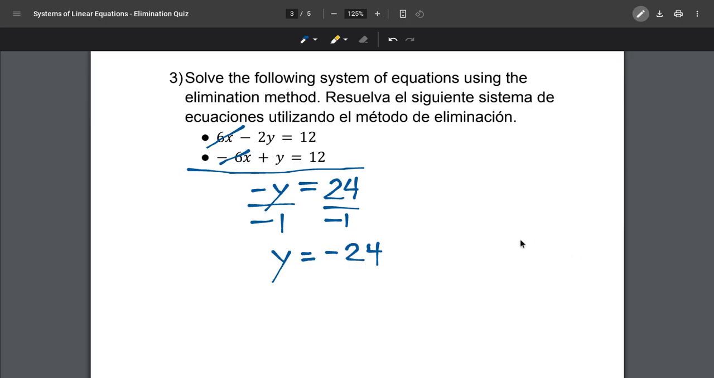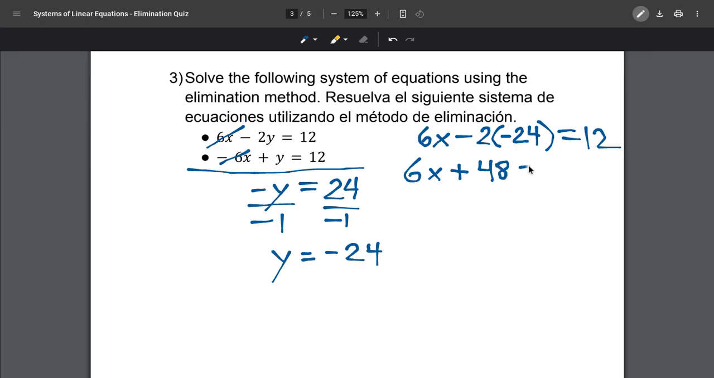Okay, so now what we need to do is solve for x. So I'm going to say 6x, and then I'm going to use the top equation, minus 2 times negative 24 equals 12. Okay, when I do a negative times a negative, this is like plus negative 2 times negative 24. I'm going to get a positive, so I'm going to have 6x plus 48 equals 12.